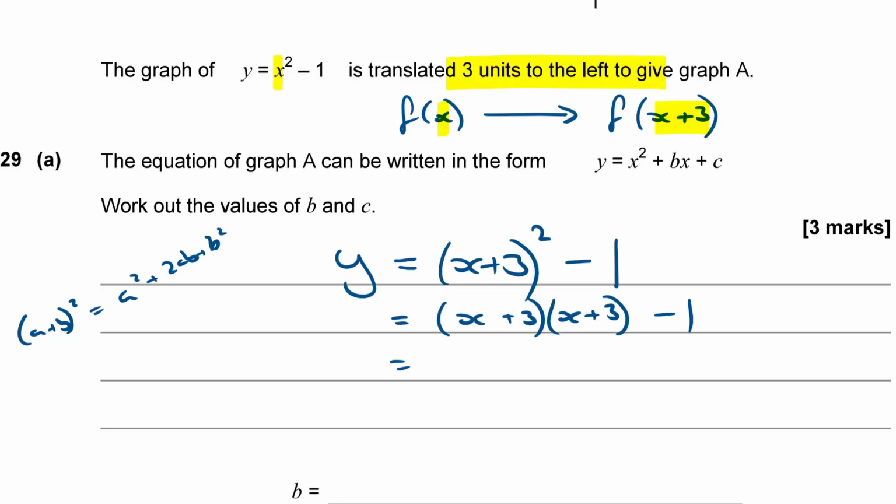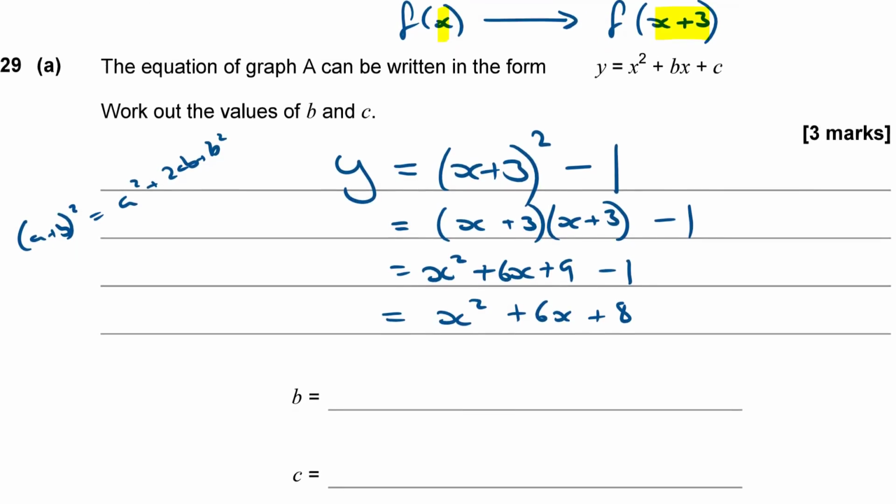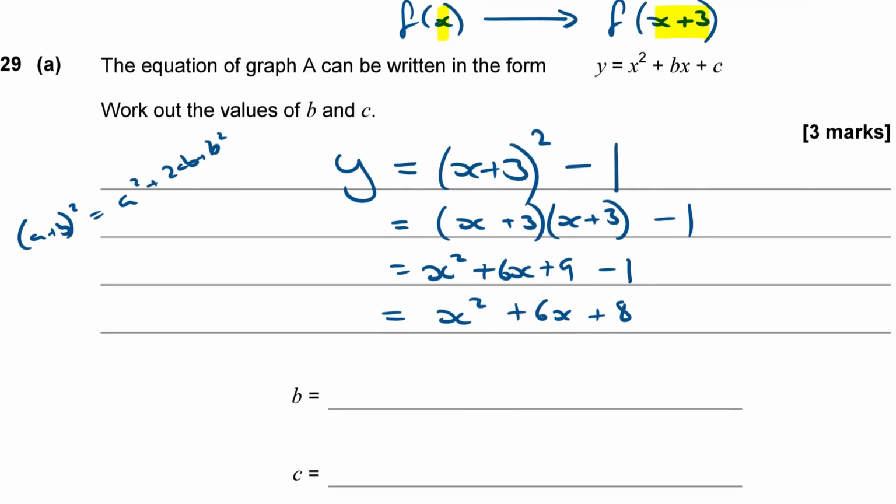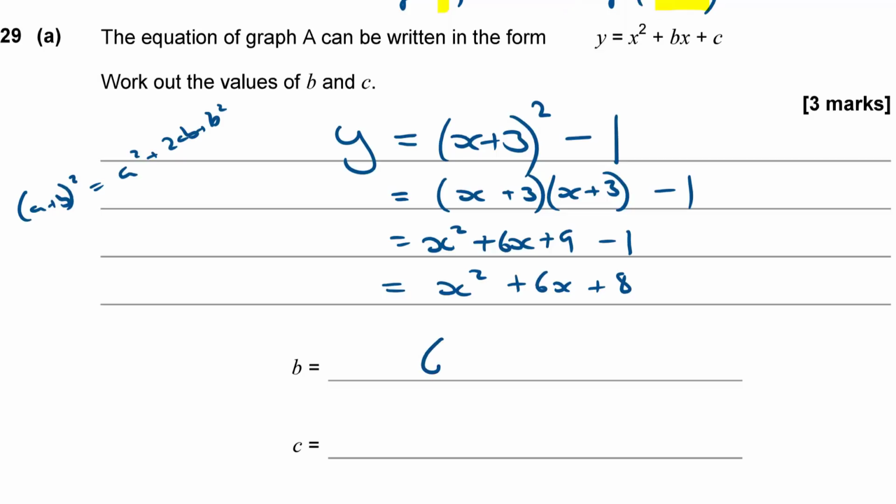So in other words, you get your first term squared, you get your two terms multiplied together and doubled, which is 6x, and then you get your last term squared, 9. So I get x squared plus 6x plus 9, and then I've got my minus 1 from before, which gives me x squared plus 6x plus 8. So comparing that with the form at the top, x squared plus bx plus c, b is 6 then, and c is 8.